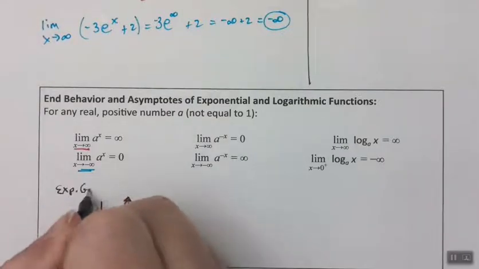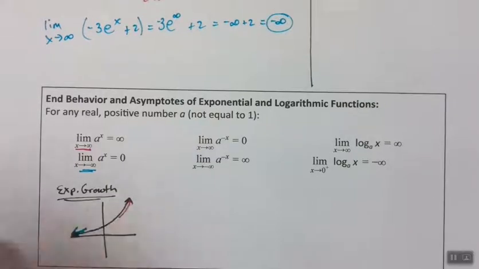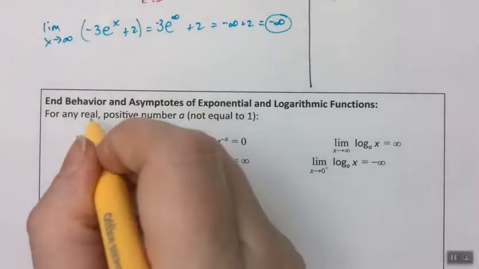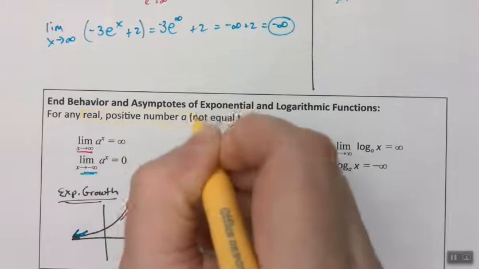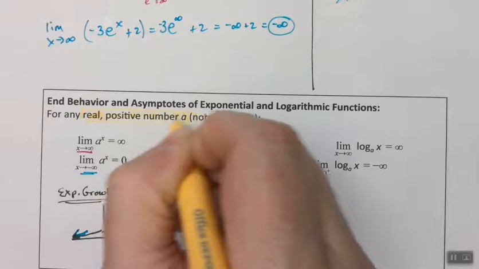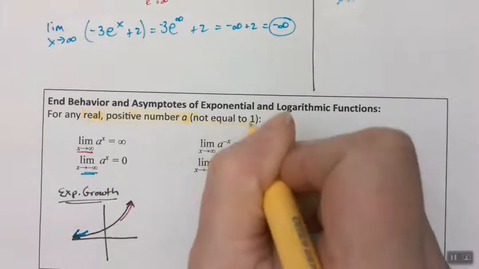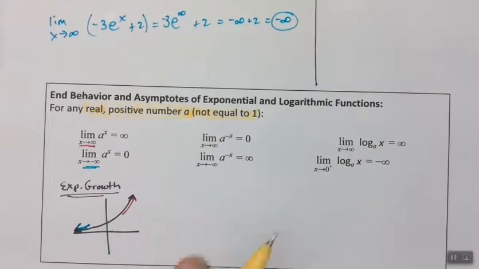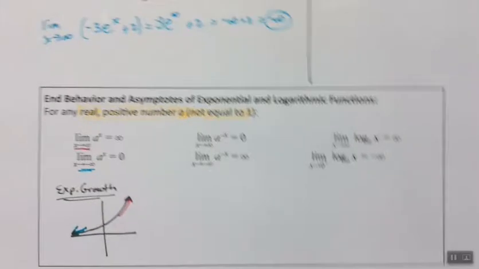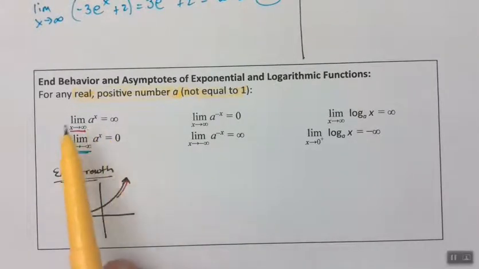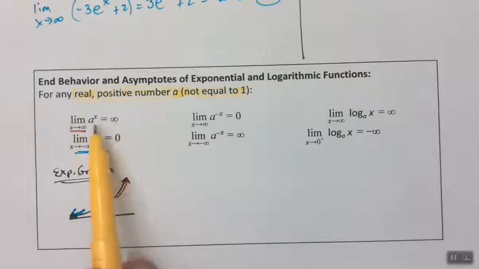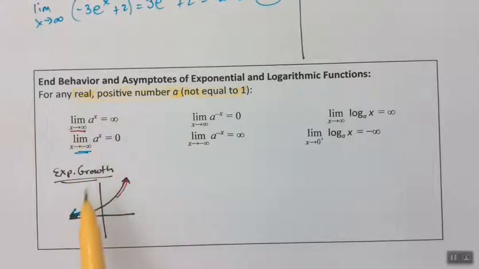This is an exponential growth model. Keep in mind for all of this that a has to be greater than 0, so a must be a positive number. If a is positive and real, not imaginary, and not equal to 1 because 1's no good to us, that would give you exponential growth. As x goes to infinity, a to the x goes to infinity. As x goes to negative infinity, a to the x goes to 0. That is another way of analyzing exponential growth.